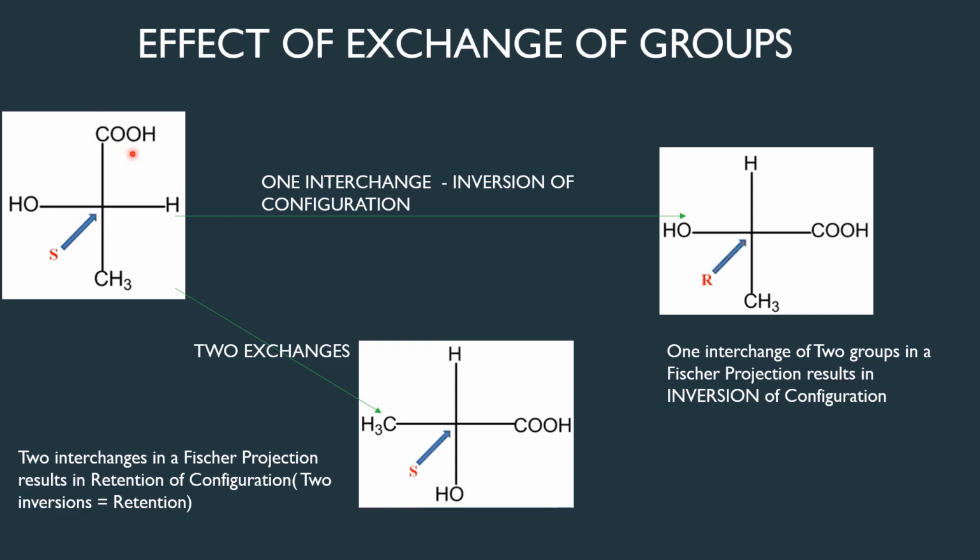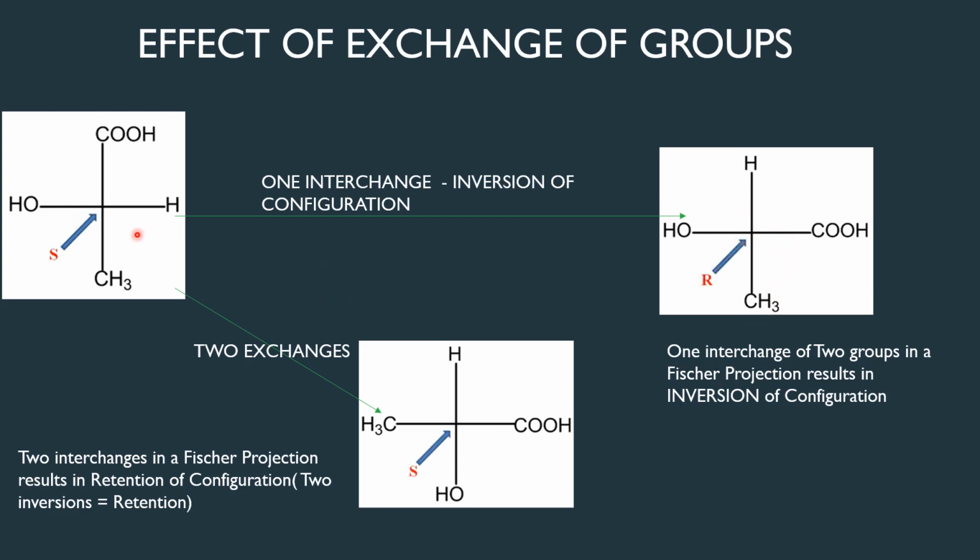Now, after one interchange, you read the priority numbers: 1 OH, carboxyl 2, and this is 3. So when we travel from 1 to 3, we travel in the clockwise direction. So for clockwise direction, we have to assign R configuration, provided the least priority group is kept in the vertical line. Yes, now the least priority group is in the vertical line. Therefore, the clockwise sequence gets R configuration. So one interchange of groups inverts the configuration.